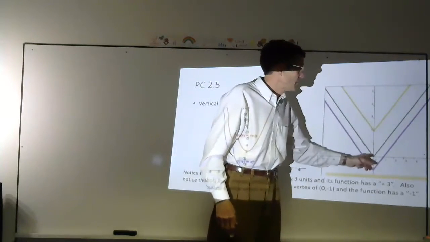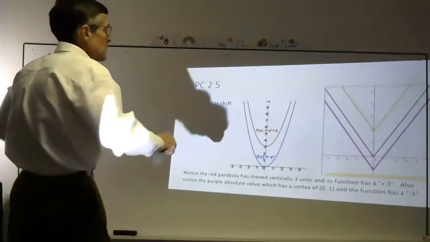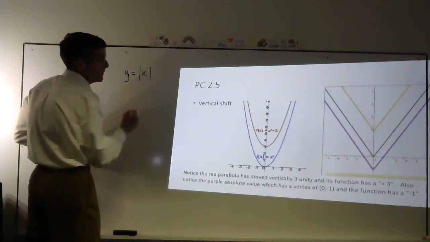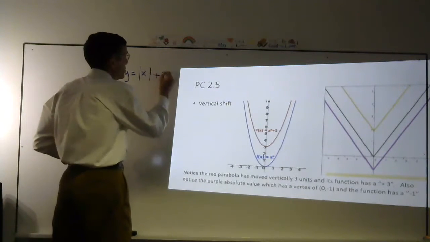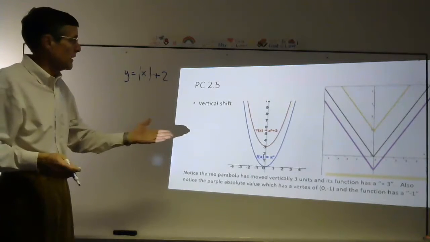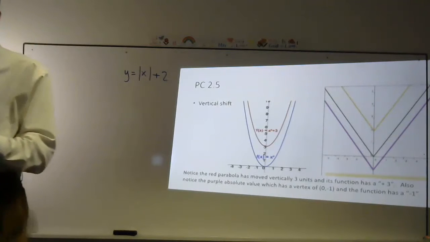Here's y equals absolute value of x. The yellow one, and I need a marker. The yellow one would have to be y equals the absolute value of x, and it's up 2. Okay? That's all there is to this. Vertical shifts. You've got to add or subtract onto the basic function.